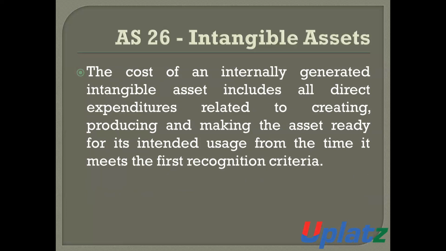The cost of an internally generated intangible asset includes all direct expenditure related to creating, producing and making the asset ready for its intended use from the time it meets the first recognition criteria. That is, if any intangible asset is generated internally, then its cost includes all direct expenditure related to creating, producing, or making the asset ready for its intended use from the time it meets the first recognition criteria.